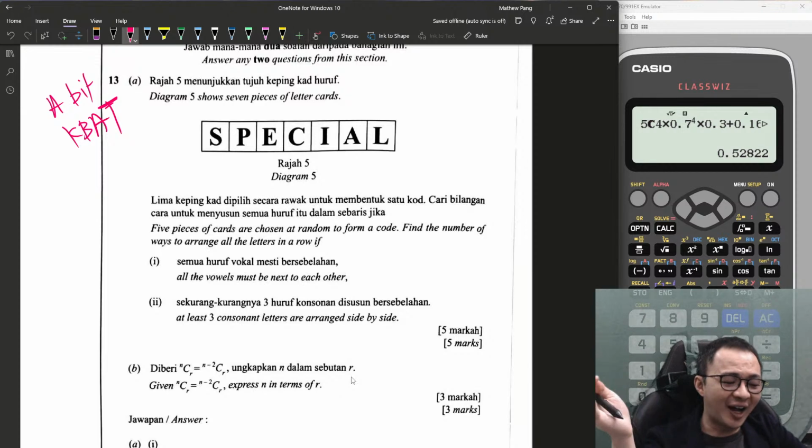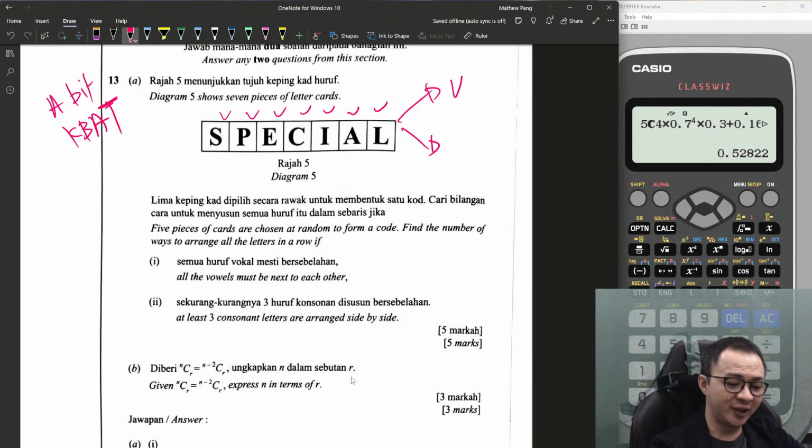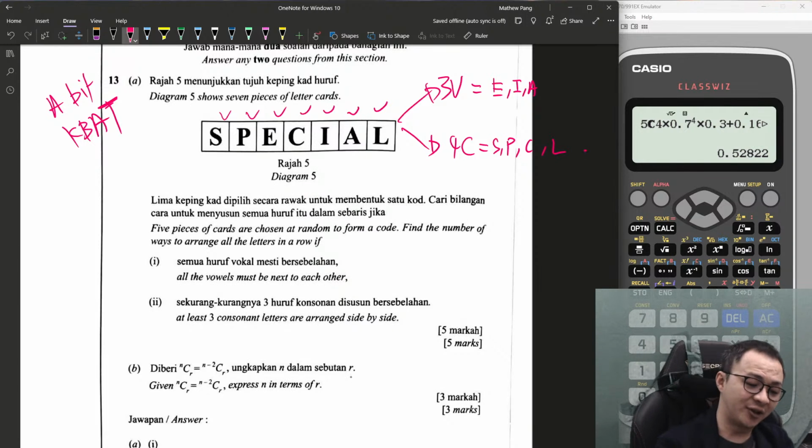The diagram actually shows 7 pieces of letter cards. So I have 1, 2, 3, 4, 5, 6, 7. I want to know how many vowels and how many consonants first. For vowels, I have E, I, and A. So I have 3 vowels. For consonants, there are 4: S, P, C, and L. So I have 4 consonants and 3 vowels in these 7 letters.